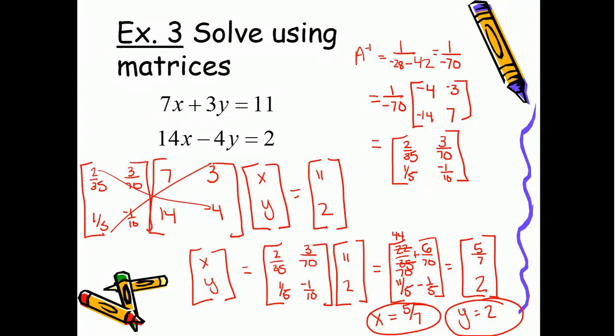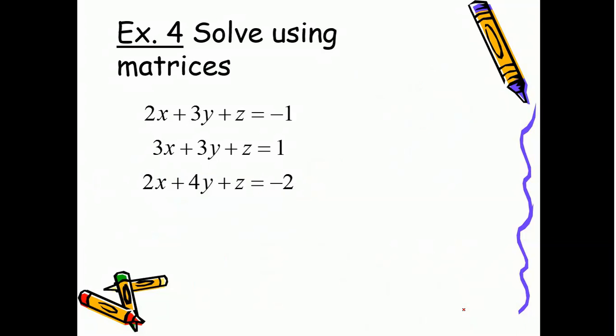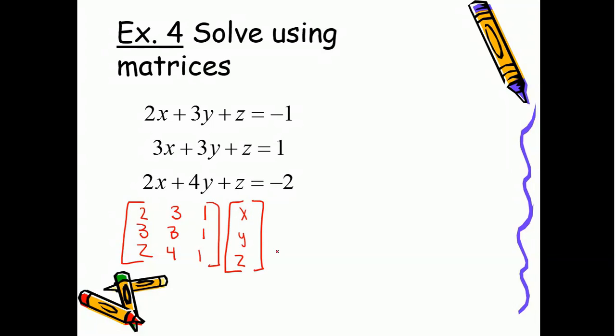Which would be a lot easier than getting 5/7 and having to plug it back in. So these are actually not too bad. So let's try a 3 by 3. Let's write our coefficient matrix. 2, 3, 1, 3, 3, 1, 2, 4, 1. Now, my variable matrix is going to have an x, a y, and a z this time, because we have all 3 of our variables.